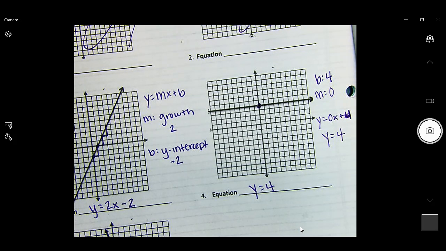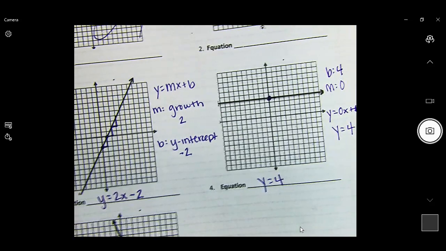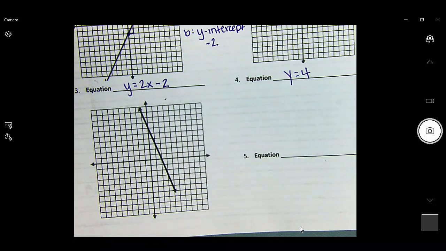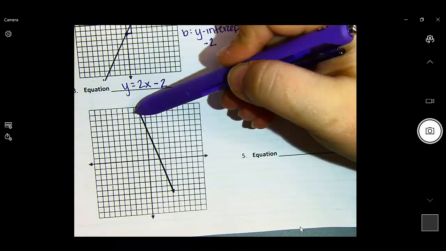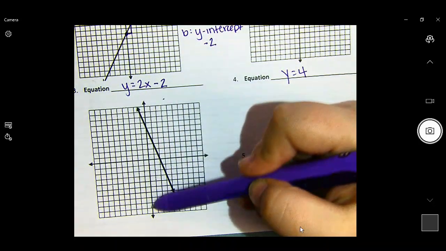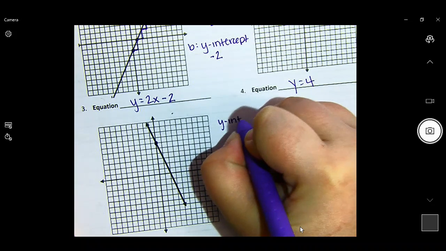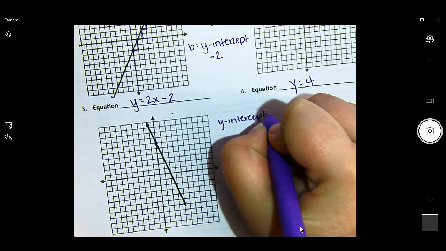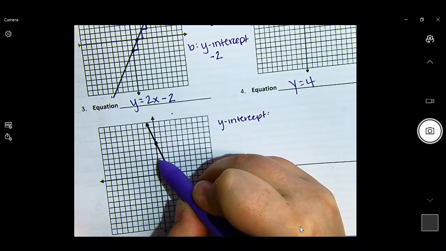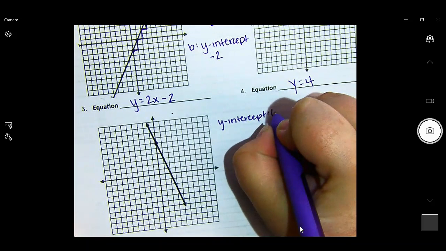Okay, now moving down to the next one, number 5, the last one on this page. Again, I'm going to start with my y-intercept, so the point where this line crosses my y-axis, and I'm going to see that it's right there, which means that my y-intercept is at 1, 2, 3, 4, 5, 6.